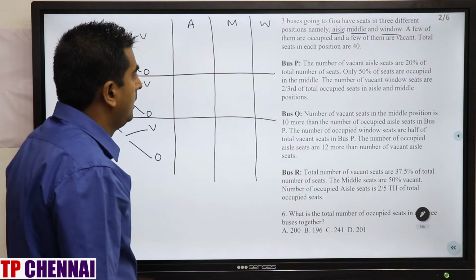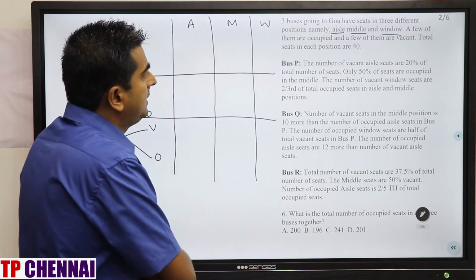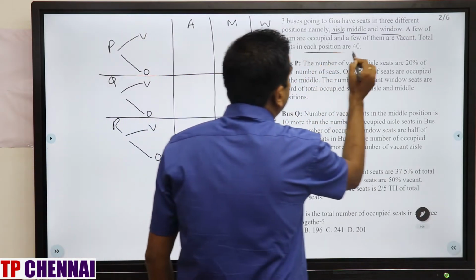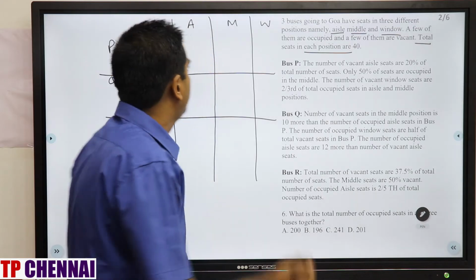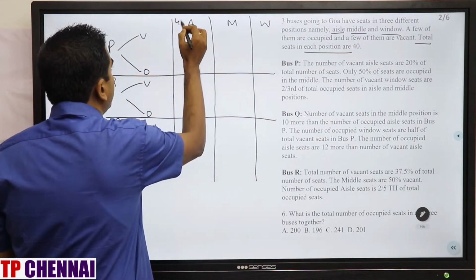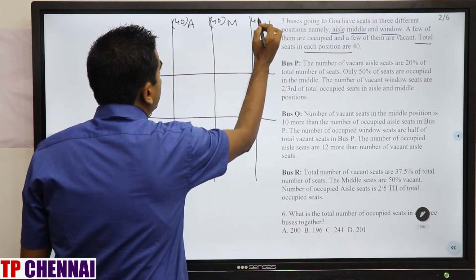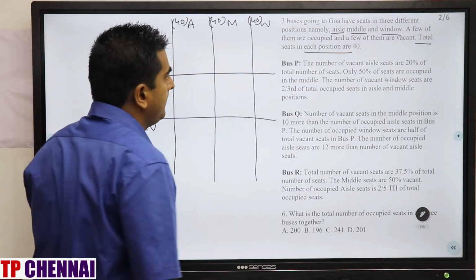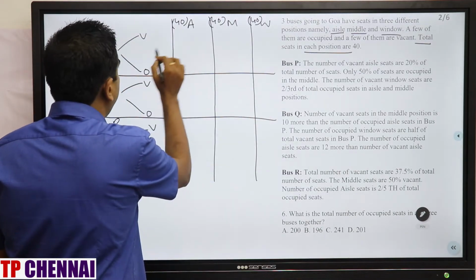First we will see about bus P. The number of vacant aisle seats is 20% of the total number of seats. Each seat position has 40, so here also it is 40, here it is 40 and here it is 40. So the total is 120.